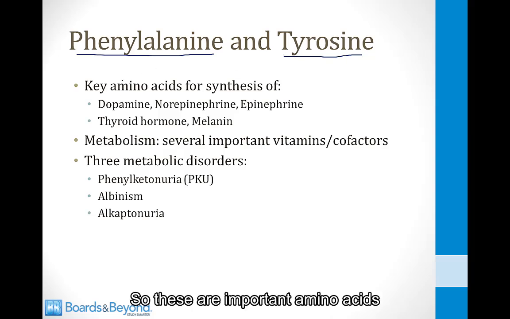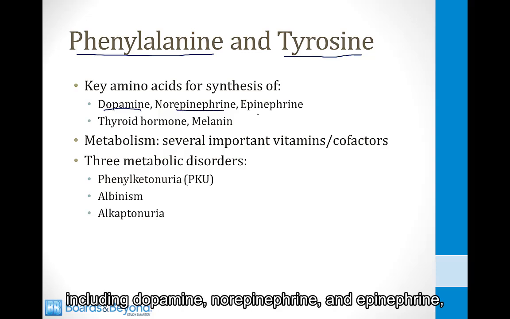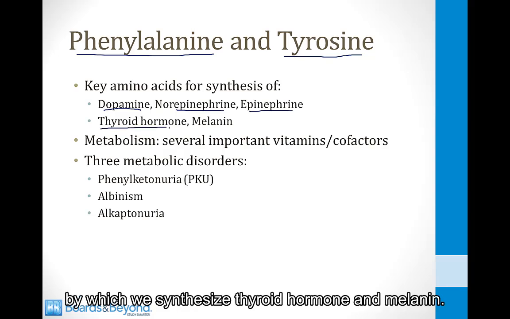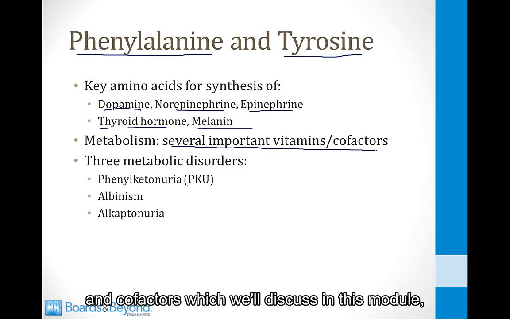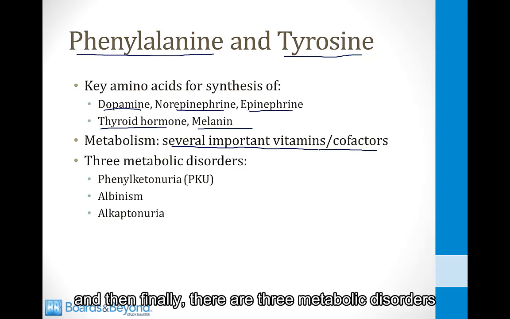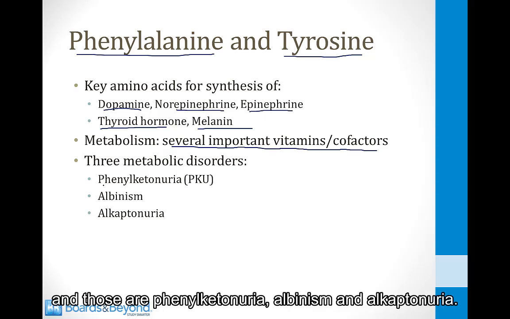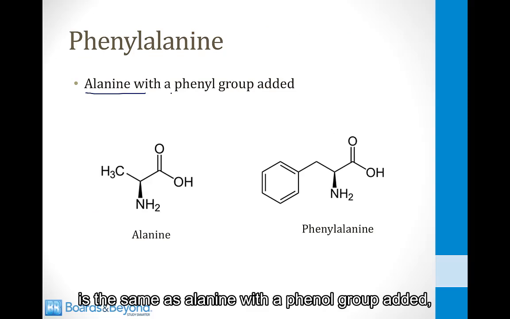So these are important amino acids for the synthesis of several neurotransmitters, including dopamine, norepinephrine, and epinephrine. They're also used in the pathway by which we synthesize thyroid hormone and melanin. Their metabolism involves several important vitamins and cofactors, which we'll discuss in this module. And then finally, there are three metabolic disorders that involve metabolism of phenylalanine and tyrosine, and those are phenylketonuria, albinism, and alkaptonuria.